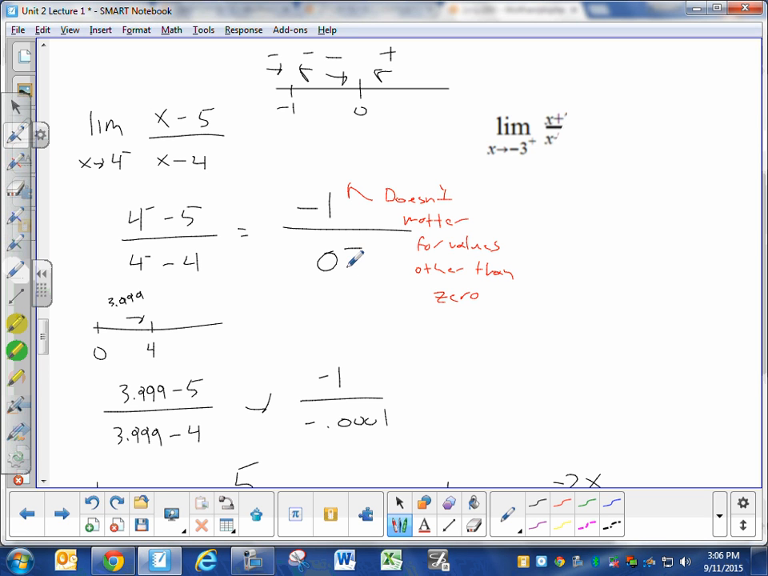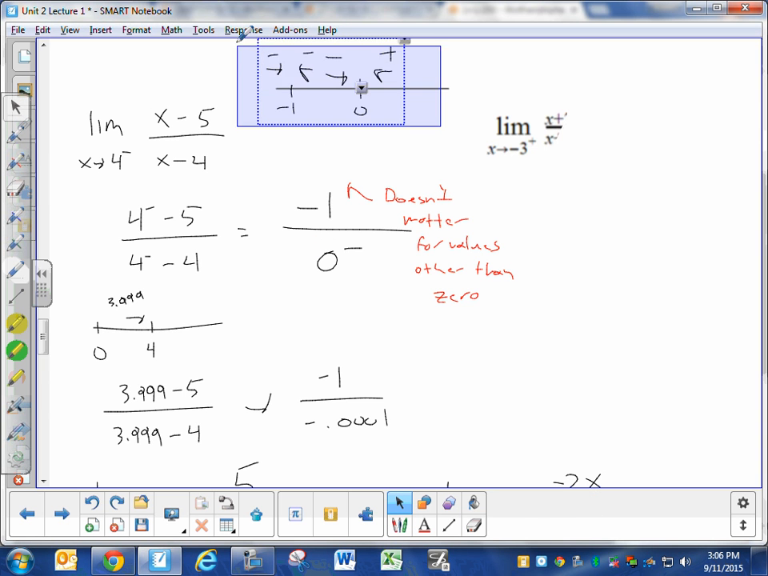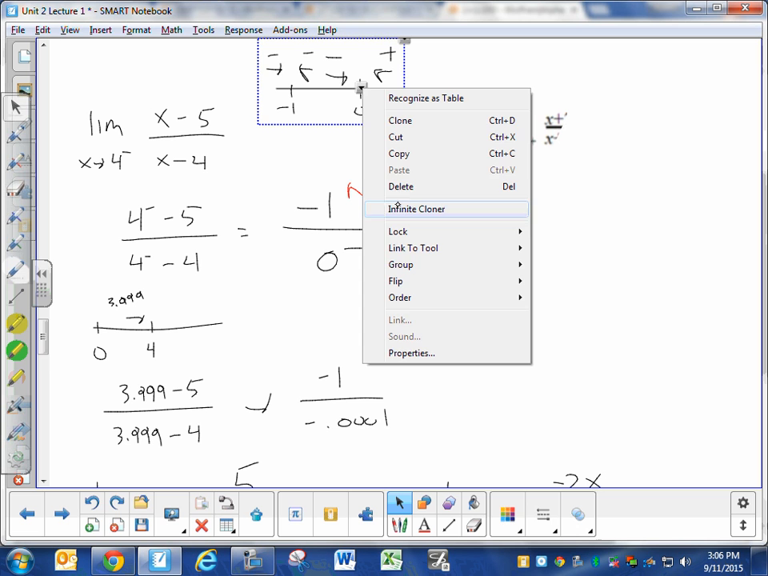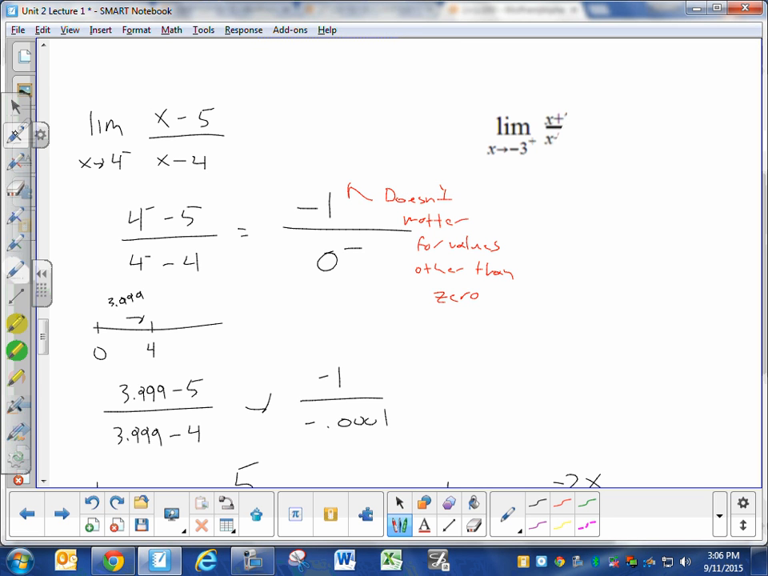I do care about that because this is still going to be a negative divided by whatever this is. In this situation, it is a negative as well, meaning this function is going to have a vertical asymptote, and to the left of it, we will be approaching positive infinity.